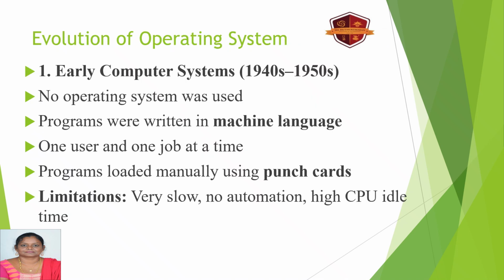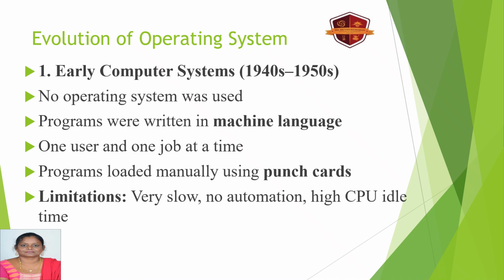A mobile phone without Android or iOS cannot function; this is an example of an operating system. Coming to the topic, evolution of operating systems. First, early computer systems, introduced in the years 1940 to 1950. No operating system was used in this period, and programs were written in machine languages. One user was served at a time, and programs were loaded manually using punch cards.